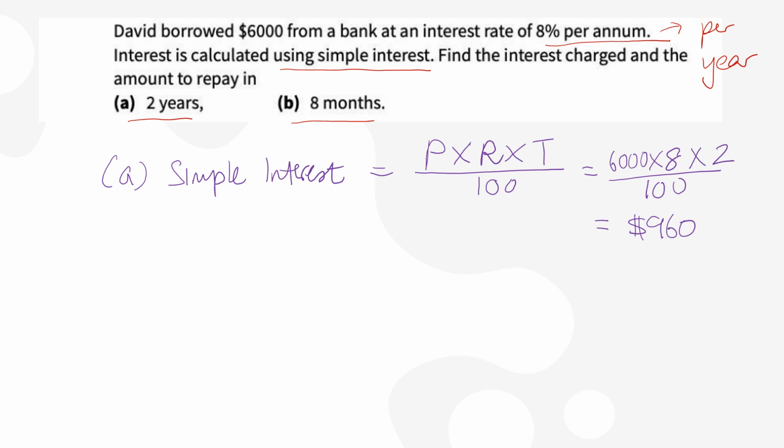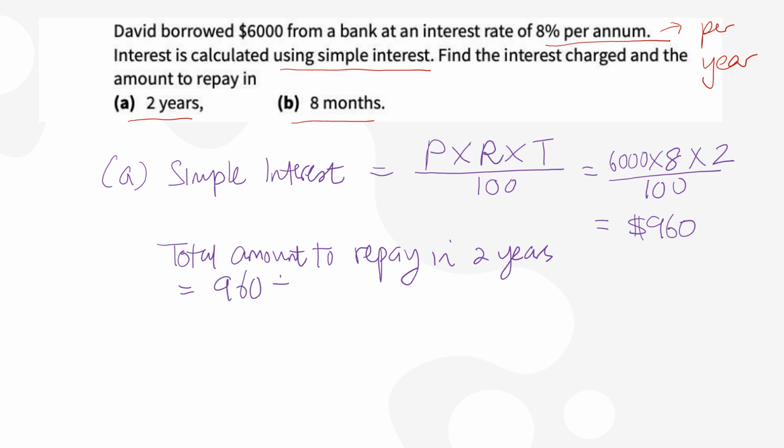But that is just the interest only. He also needs to pay the amount of money he borrowed from the bank. Right, so therefore the total amount to repay in 2 years is 960 plus 6,000. And that gives you 6,960. Alright, so now let's look at part B.